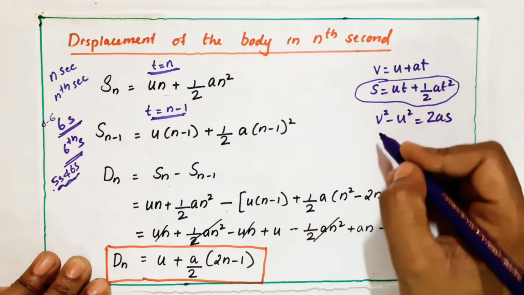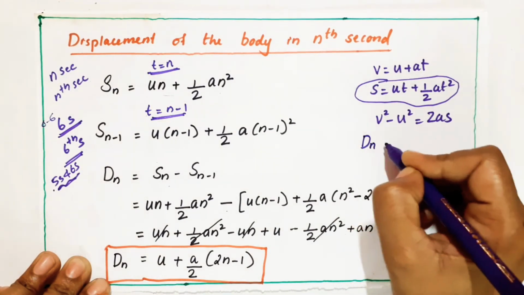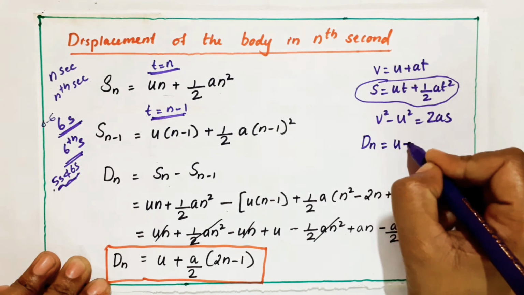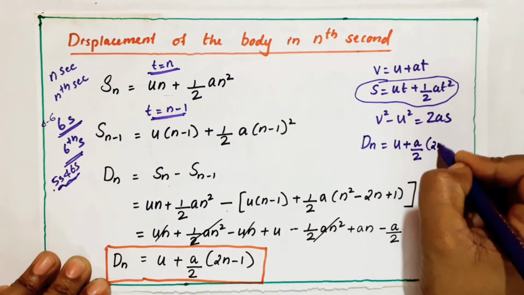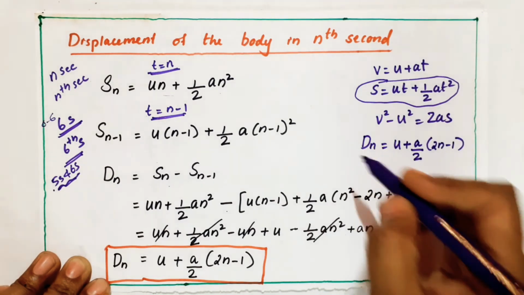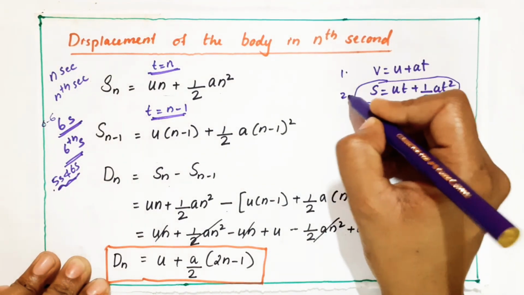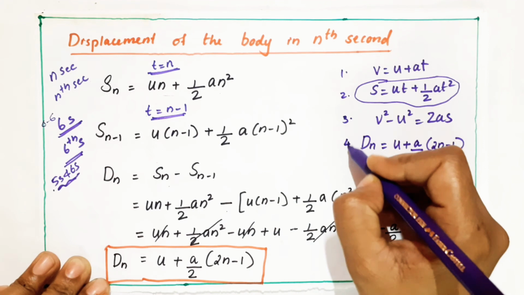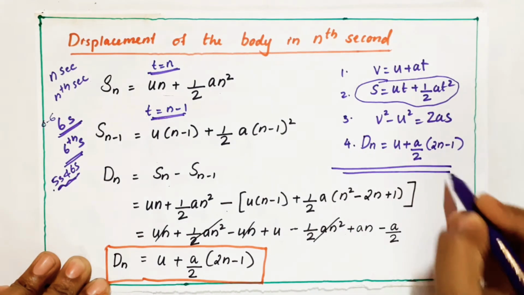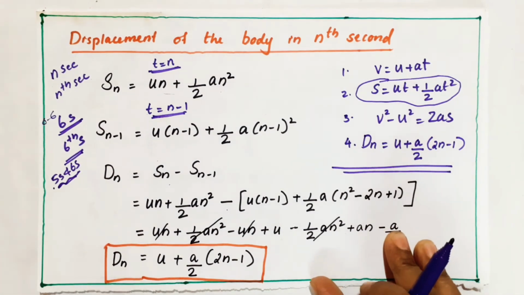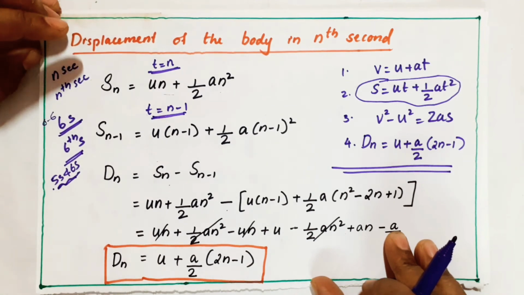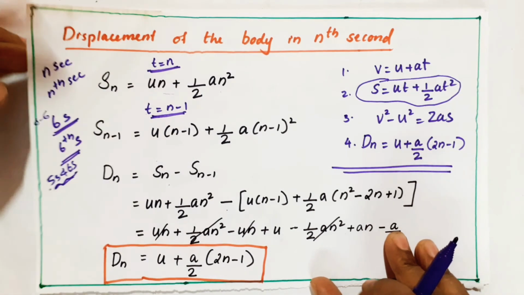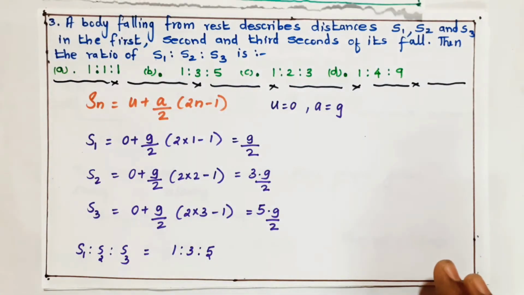So you can add this equation also as a fourth equation: dn equals u plus a by 2 into 2n minus 1. This is my fourth equation. First equation, second equation, third, and this is our fourth equation, the displacement of the body in nth second for a body going under uniform acceleration. See a question. Why did I tell this equation? To solve the next question.